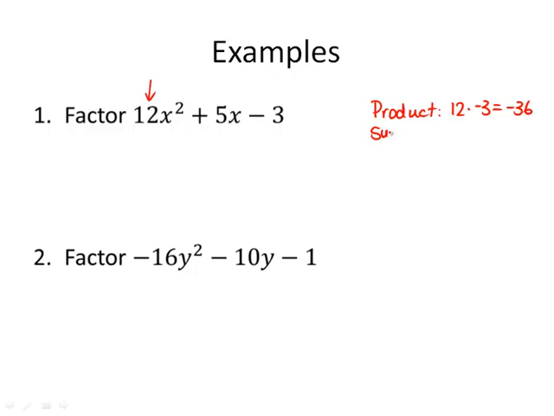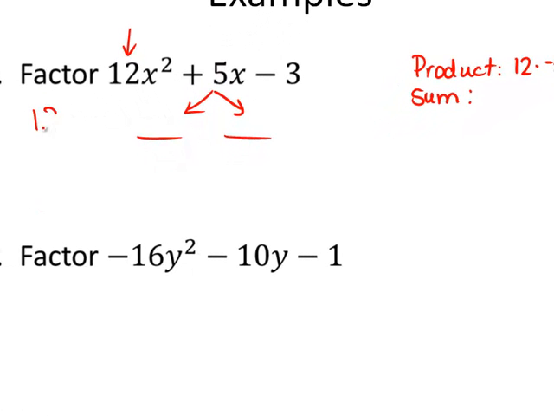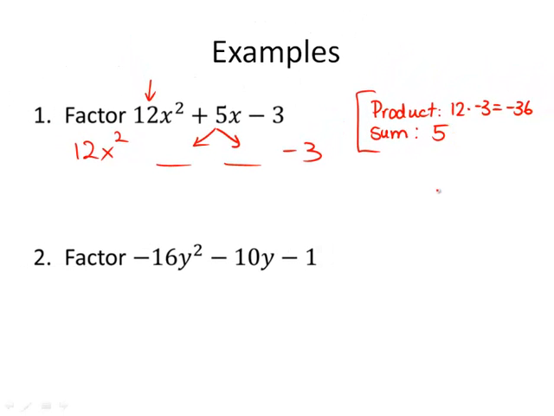The sum is the middle number, because these two numbers will need to add up to 5x so that it still works. So 12x squared is still there, minus 3 is still there. All we're doing is separating the 5x into two terms with the following properties so that the sum is 5.